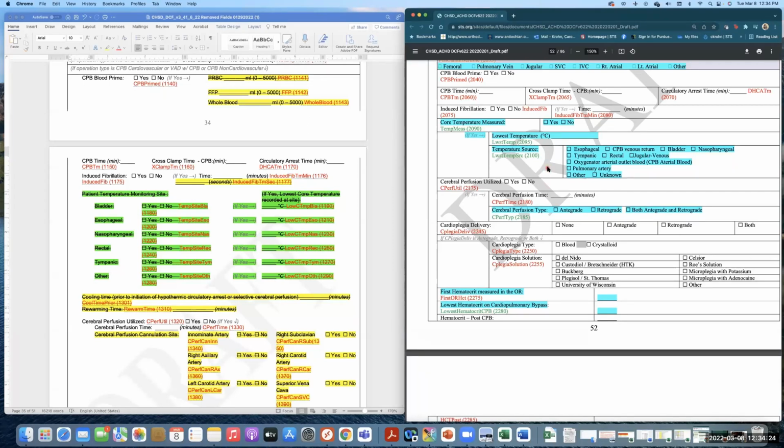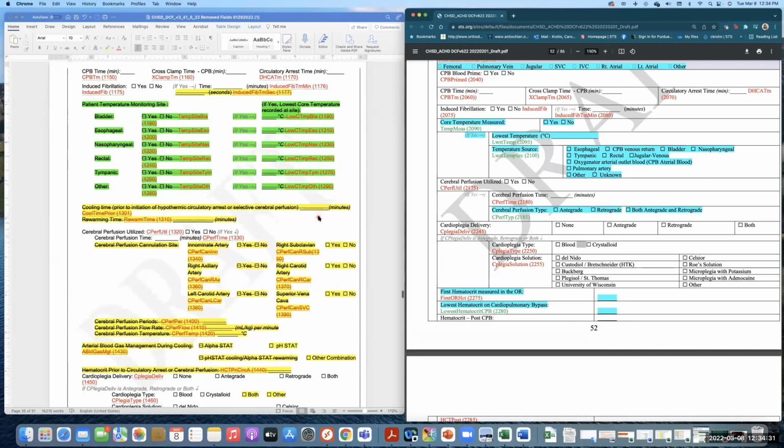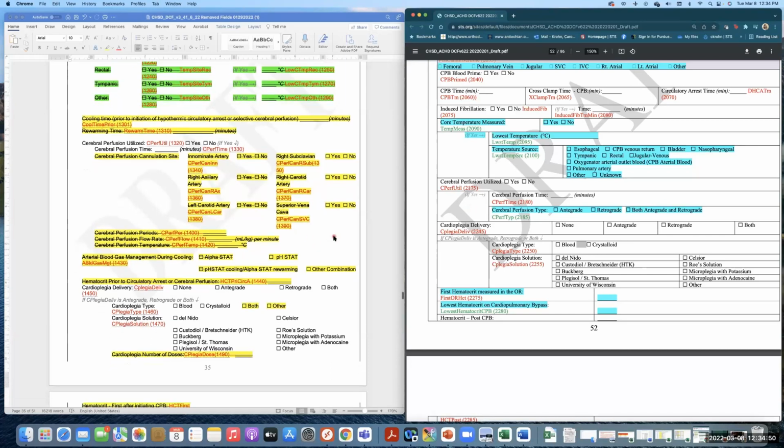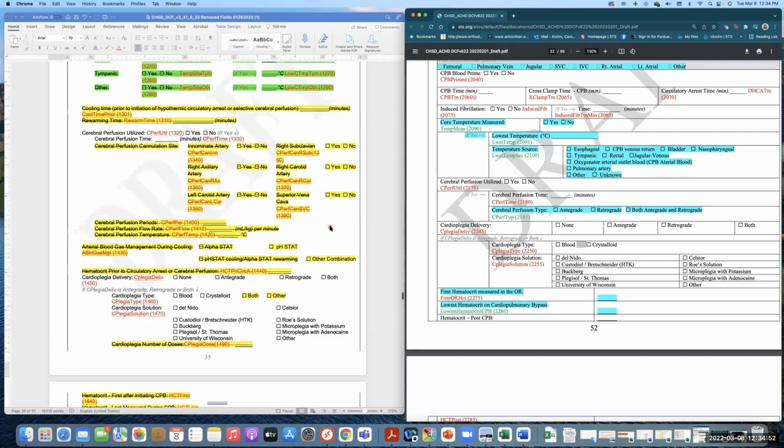So then we still have the question, cerebral perfusion utilized, yes or no? And you'll see that we removed some of the questions related to cerebral perfusion. We're going to collect cerebral perfusion time in minutes, which is not a change, and then the cerebral perfusion type, whether it's antegrade, retrograde, or both antegrade and retrograde. And we no longer will collect the other fields related to cerebral perfusion. So we had periods, flow rate, temperature, and the cannulation site. All of that has gone away.